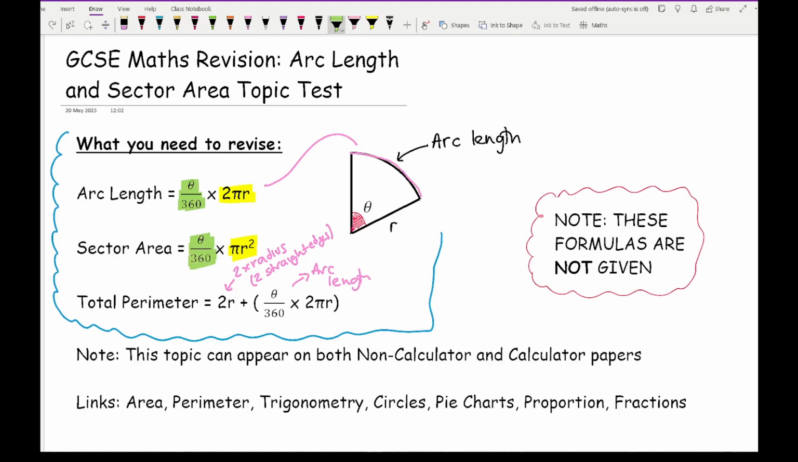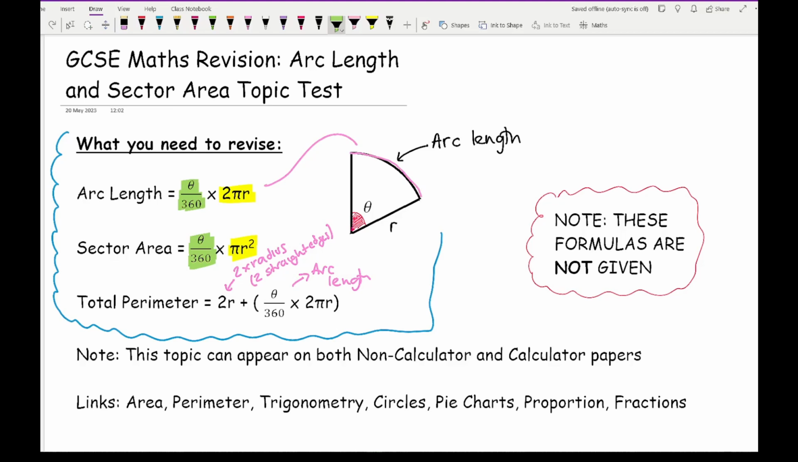Now, a quick note that this topic can come up in both the non-calculator and the calculator paper. Although the formulas look very confusing and quite complex, you may have to give your answer in terms of pi. So make sure that you're familiar with working with fractions and you're able to multiply fractions by whole numbers, because that's going to be really important when dealing with the non-calculator versions of these questions.